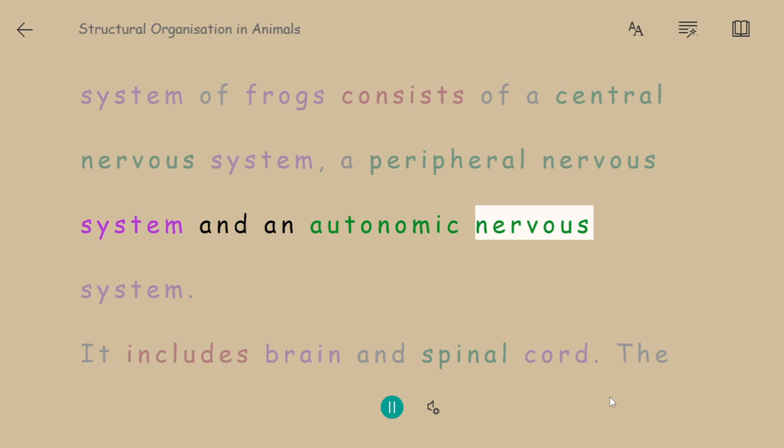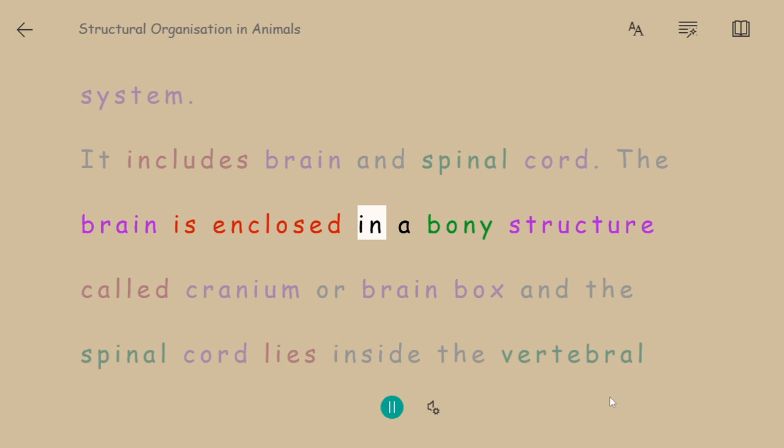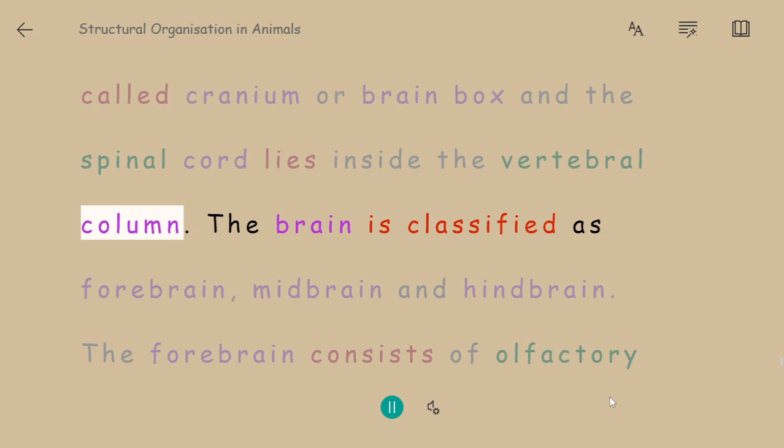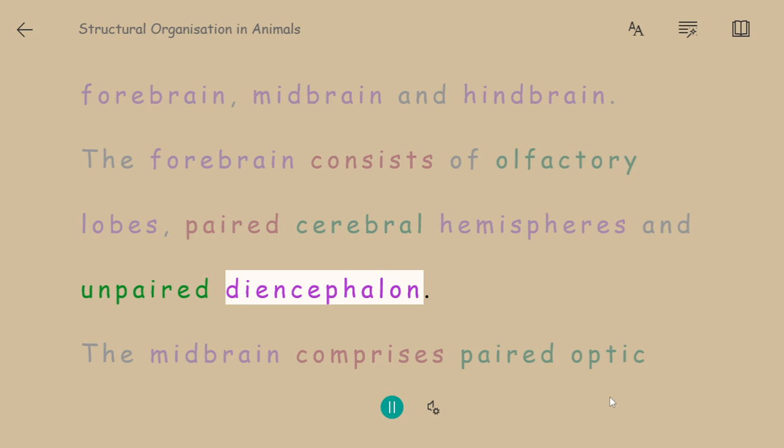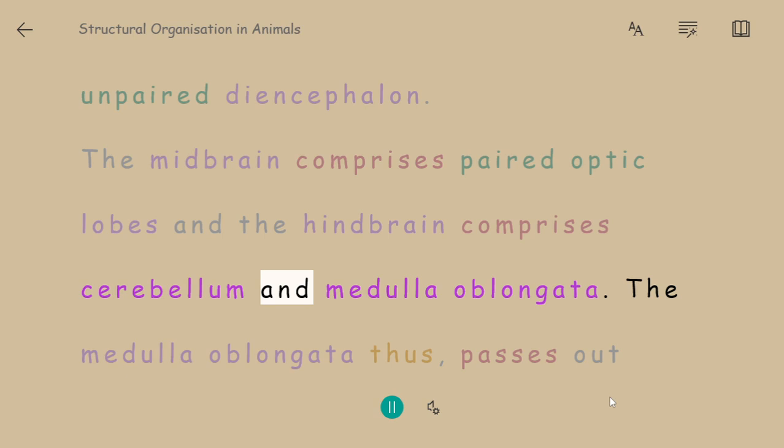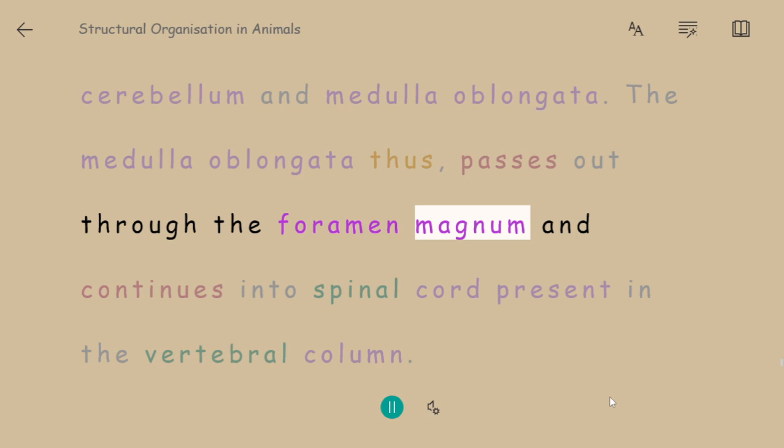The brain is enclosed in a bony structure called cranium or brain box, and the spinal cord lies inside the vertebral column. The brain is classified as forebrain, midbrain, and hindbrain. The forebrain consists of olfactory lobes, paired cerebral hemispheres, and unpaired diencephalon. The midbrain comprises paired optic lobes, and the hindbrain comprises cerebellum and medulla oblongata. The medulla oblongata passes out through the foramen magnum and continues into spinal cord present in the vertebral column.